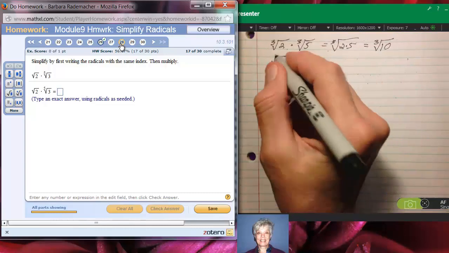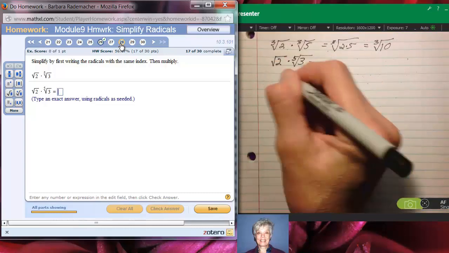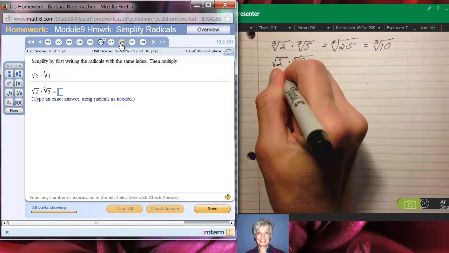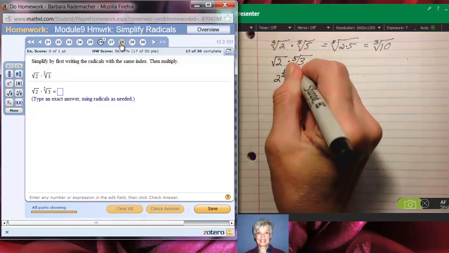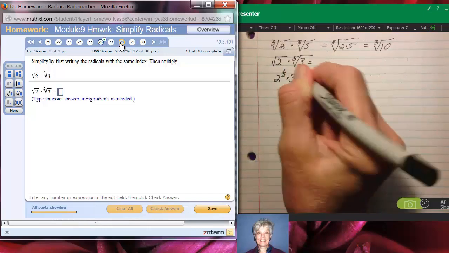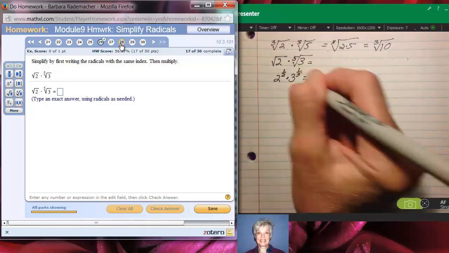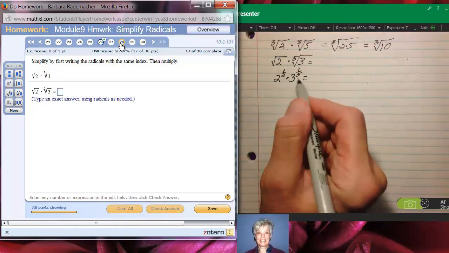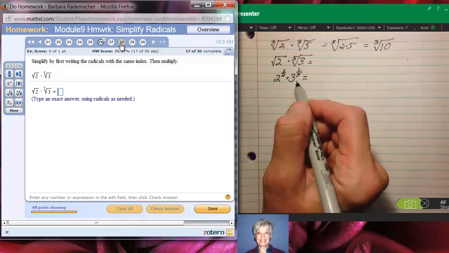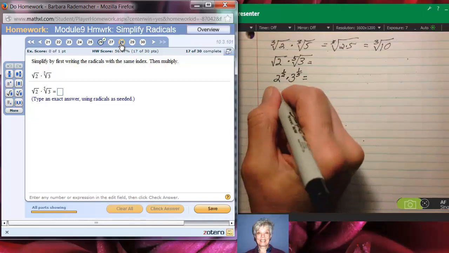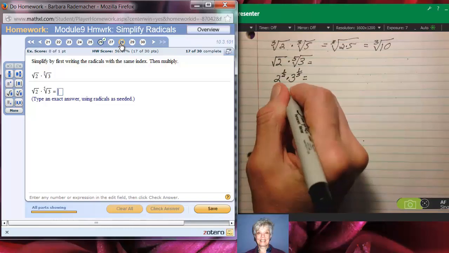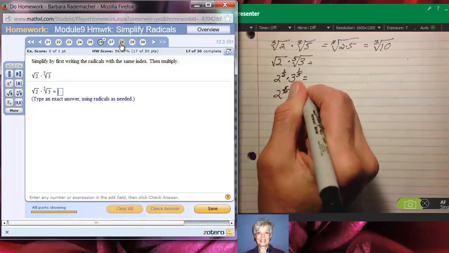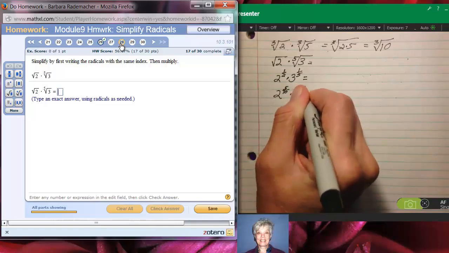Instead, you're going to have to change these guys to their rational exponential form. 2 to the 1/2 times 3 to the 1/5. Okay, they're not even the same base. But look what you need to do. You need to get a common denominator, and that's going to be 10. So you'll have 2 to the 5 over 10 times 3 to the 2 over 10.